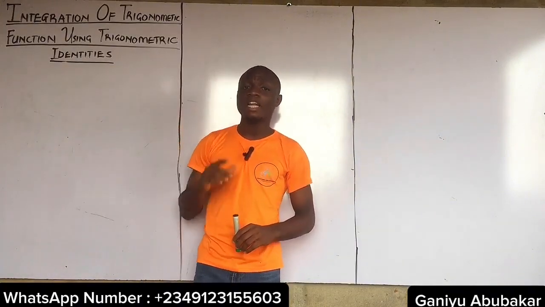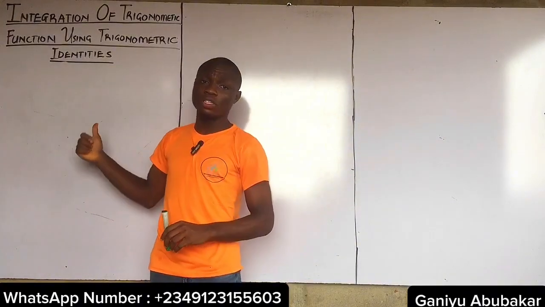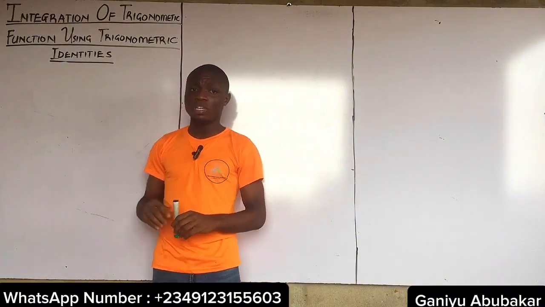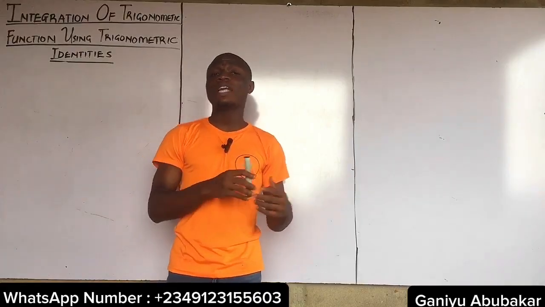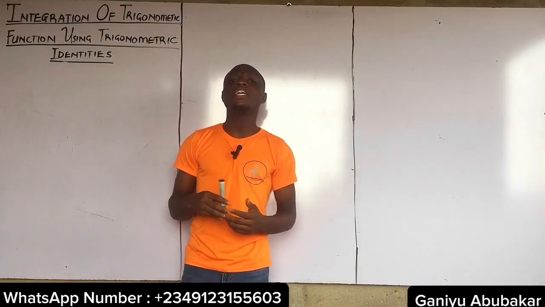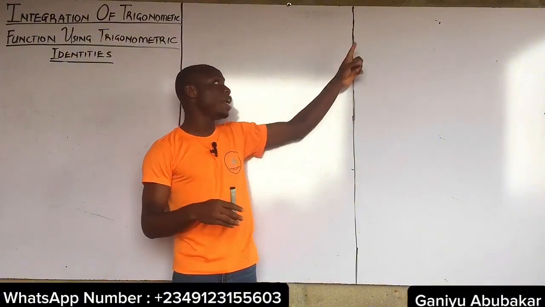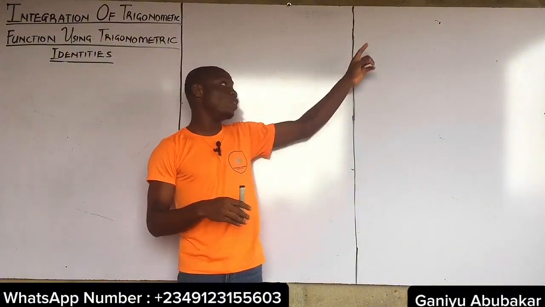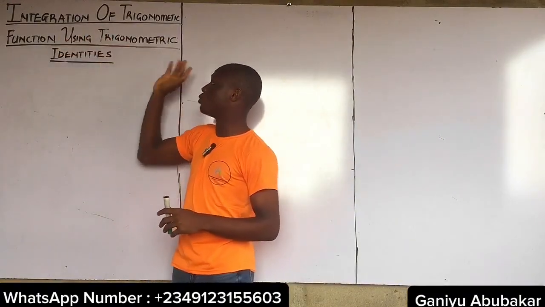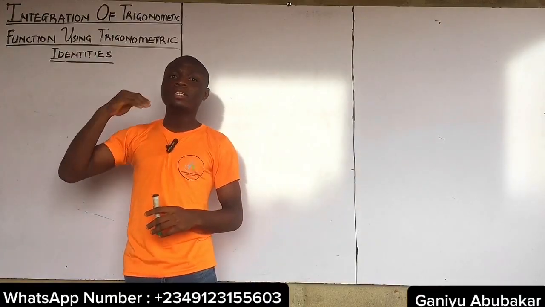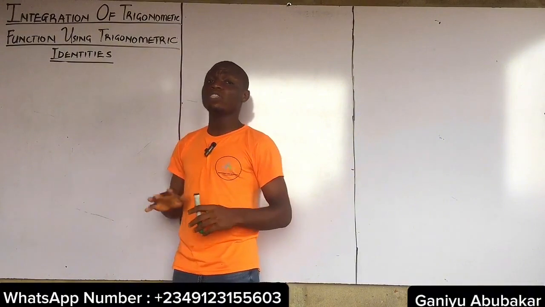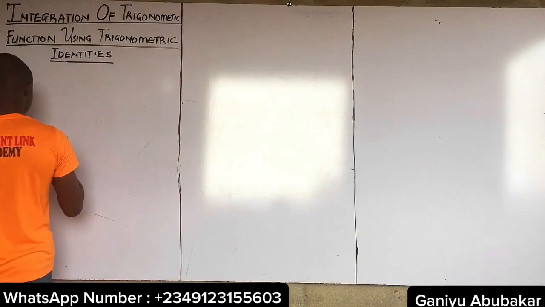In our last class, I told you that there are about 4 cases for this concept. We have discussed case 1 under this concept. If you have not watched our last class on case 1, simply click on the link you see above you. That link will take you to our first class on integration of trigonometric functions using trigonometric identity for case 1. For this class, we're talking about case 2 that governs this concept.